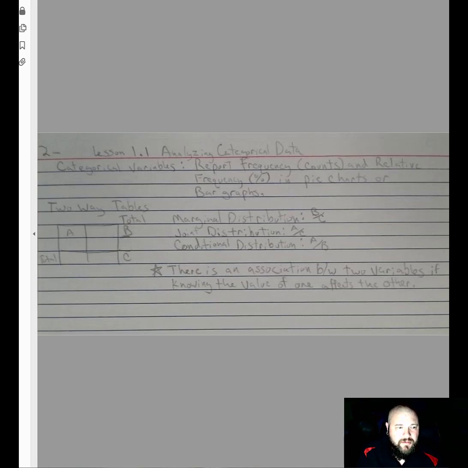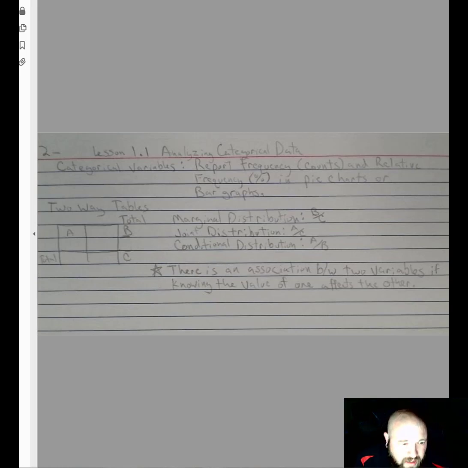The big thing we talk about now is two-way tables. The structure is set up with the 4 blocks there, with your A values and your total values. Now we're going to deal with marginal distribution, which, as you see from the table, is B over C. A joint distribution would be A over C, and conditional distribution is A over B.